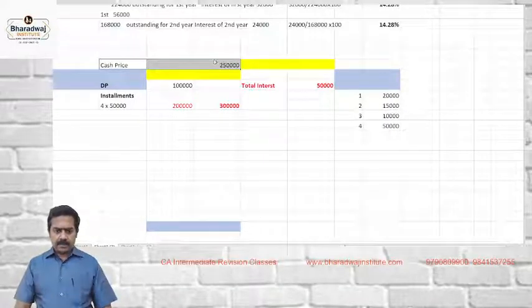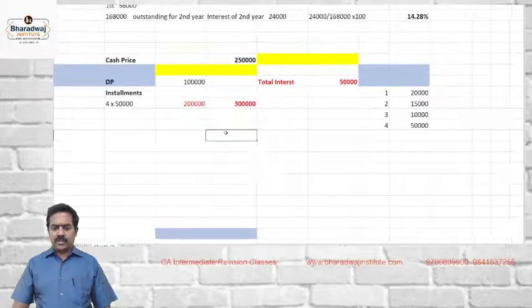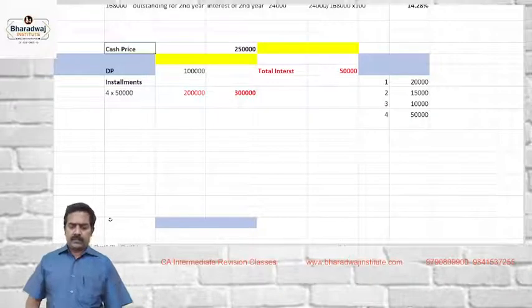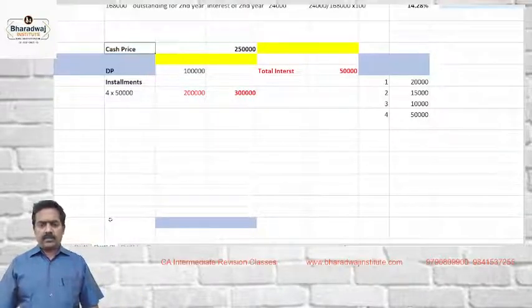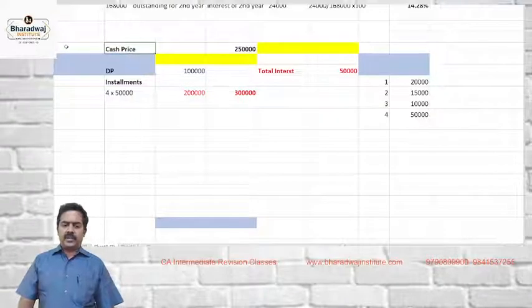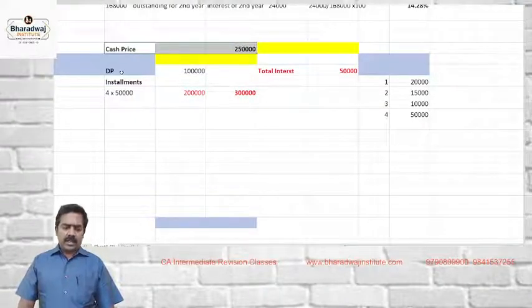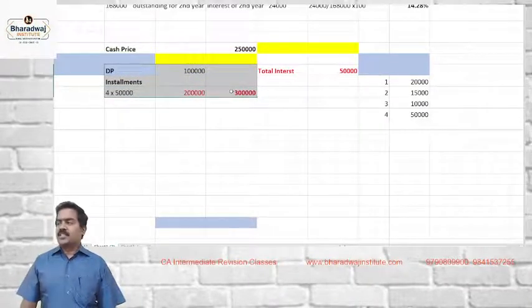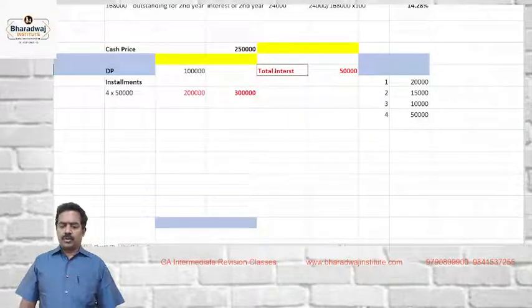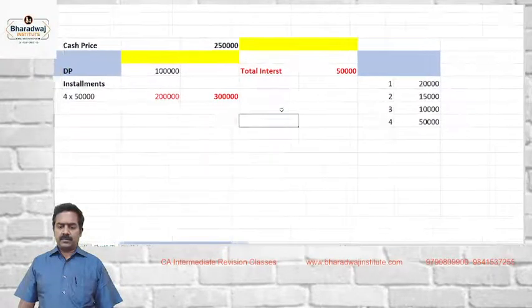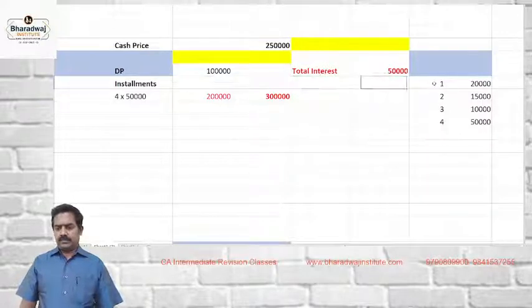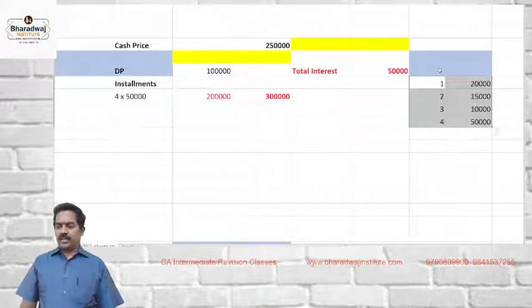We'll prepare ledger accounts for this. First, please take this up. Cash price is 2,50,000. Down payment is 1 lakh plus 4 installments. If you add, it comes to more than the cash price, which means the amount paid includes interest. So total interest will be split in which ratio? 4:3:2:1. First year, second year, third year, fourth year, interest will be in the reverse order.